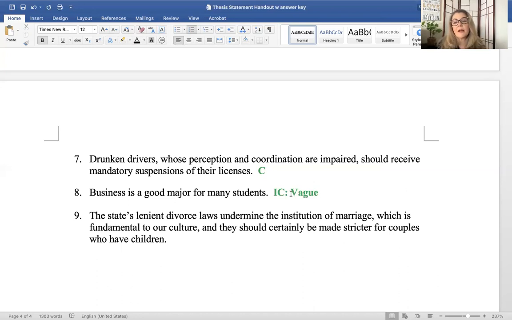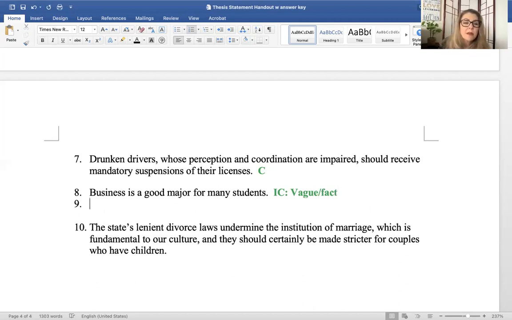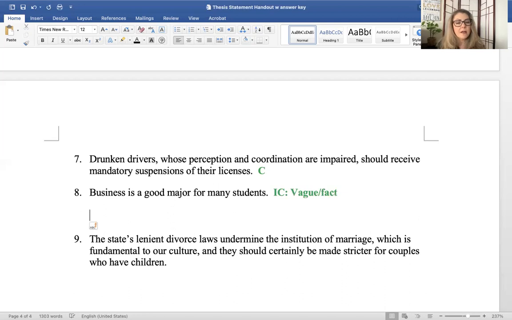Or you could also say fact, because yeah, business, MBAs for at least master's programs are a top degree, as far as popularity goes in the United States and other countries as well. So yeah, we could say, well, yeah, so what? We know it's a good major, but why? Give me a reason. So let's go ahead and correct this one.